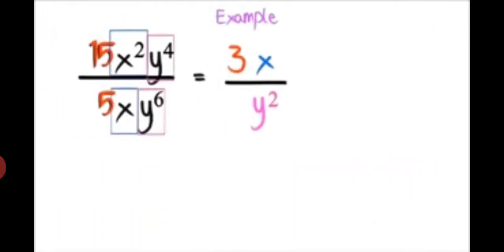Coming to another example, 15x square y to the power 4 by 5x y to the power 6. Similarly, 15 by 5 is equal to 3, and x square by x is equal to x, and on the other hand y to the power 4 by y to the power 6 gives us 3x by y square.